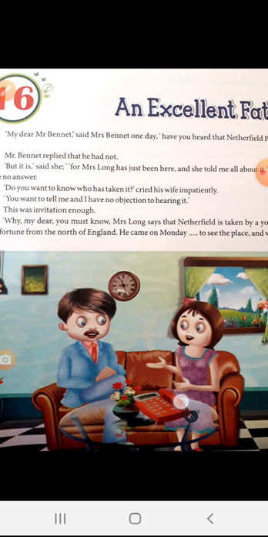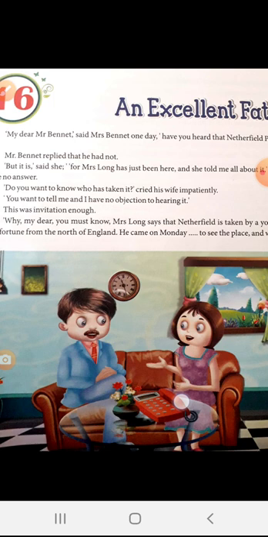So Mrs. Bennet said, Mrs. Long, as I told you in the introduction, was the neighbor of Mr. and Mrs. Bennet, and Mrs. Long informed Mrs. Bennet regarding Netherfield Park and regarding the young rich man who had just entered their town to live in this palace.